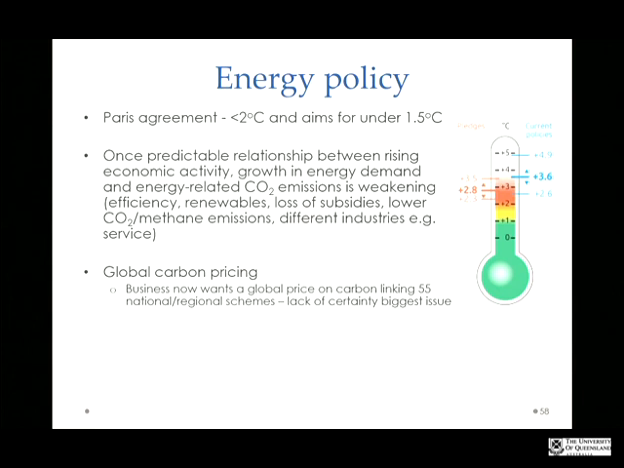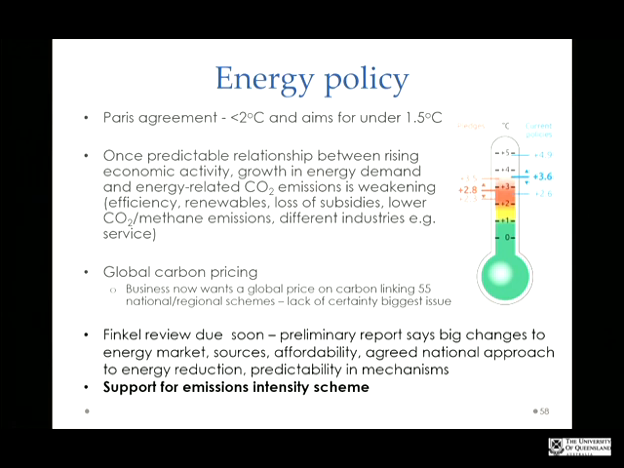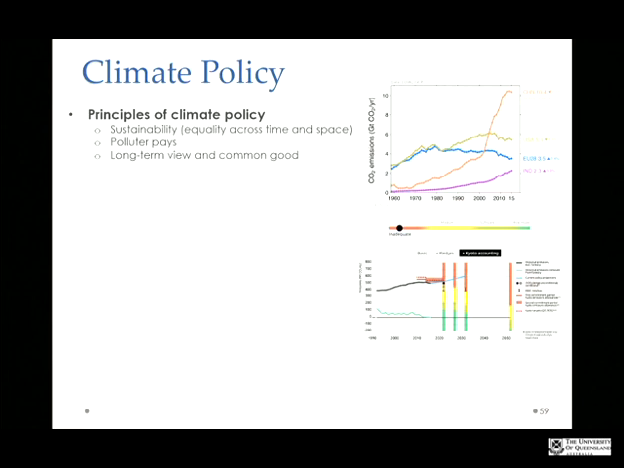And the thing we've often seen around the world is that people want a price on carbon, because some people have carbon emission schemes, others don't. Business wants certainty to be able to deal with this. In Australia, the Finkel Review is due soon, which is into the energy industry. It basically says there are going to be big changes in sources and affordability. We've got to have an agreed approach to emissions reduction, and we've got to have predictability. They are going to come out and say that they want an emissions intensity scheme, which is basically a carbon tax. And the Liberal government is not going to do a carbon tax, so that one's ruled out of the way.